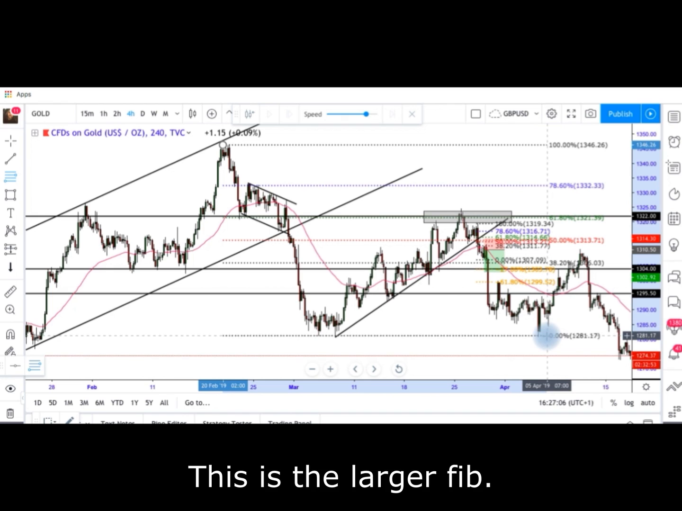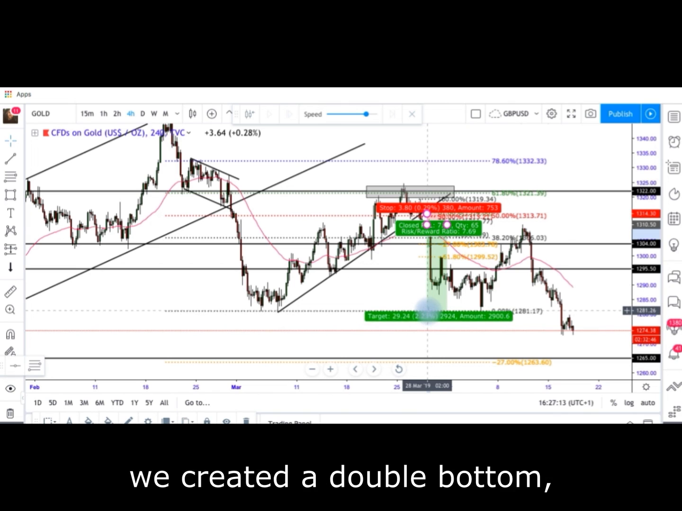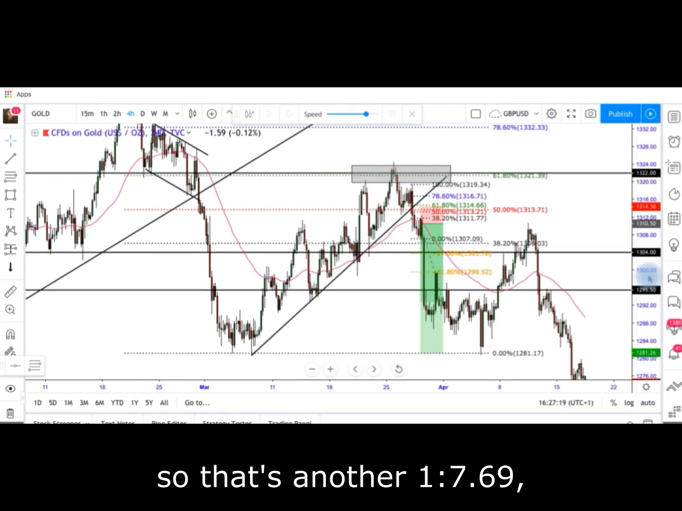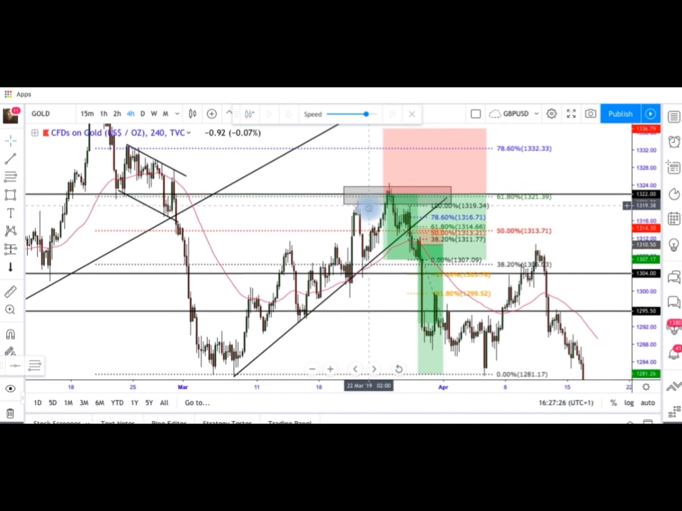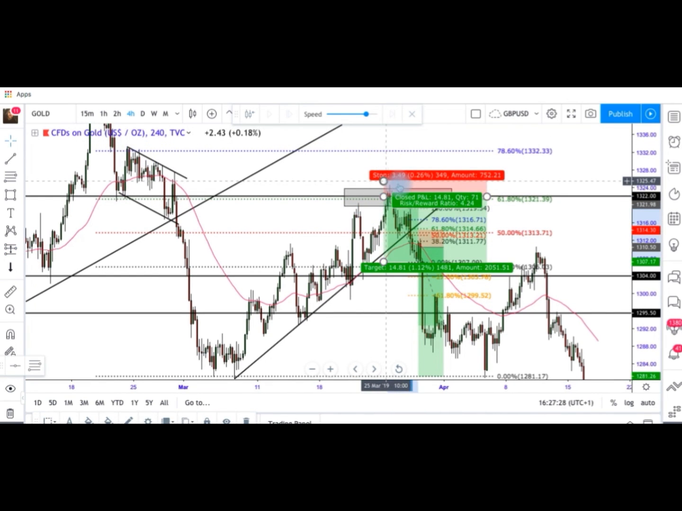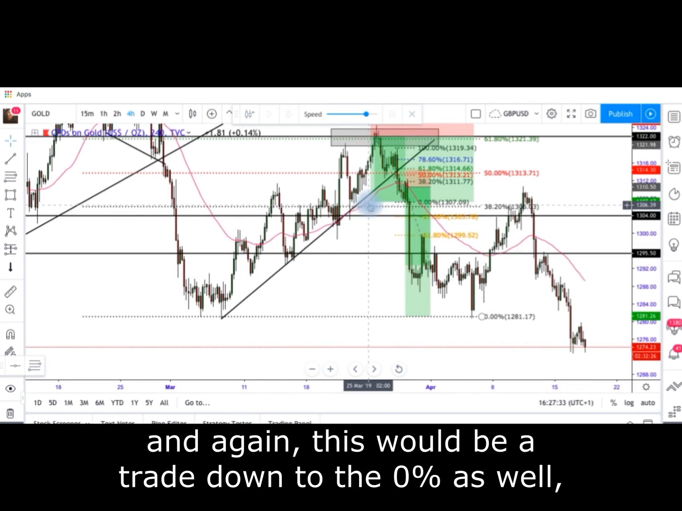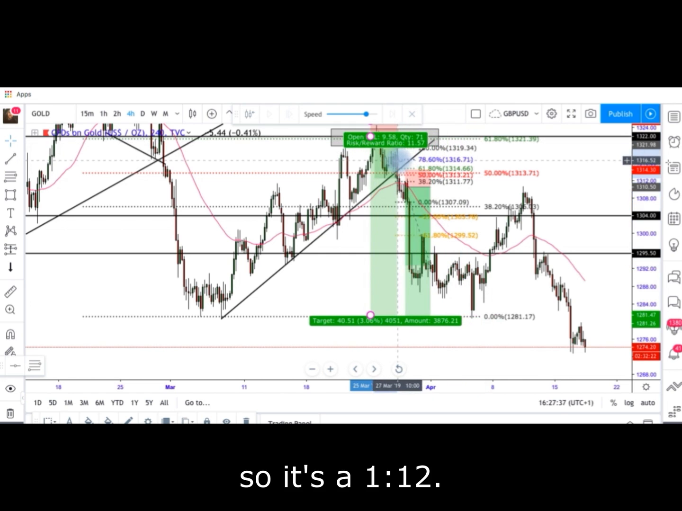This is the larger fib. So we target the 0% just in case we created a double bottom. So that's another 1 to 7.69. And then obviously our first trade was here. I think we allowed ourselves, I think it was 35 pips. And again, this would be a trade down to the 0% as well. That was a 1 to 12.